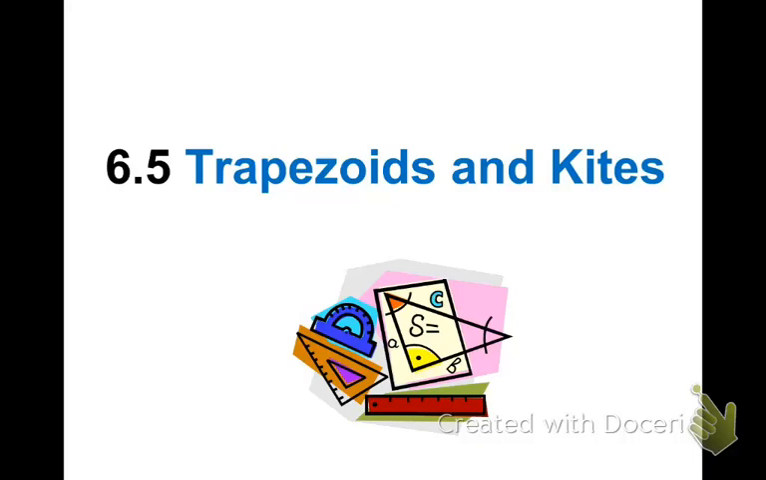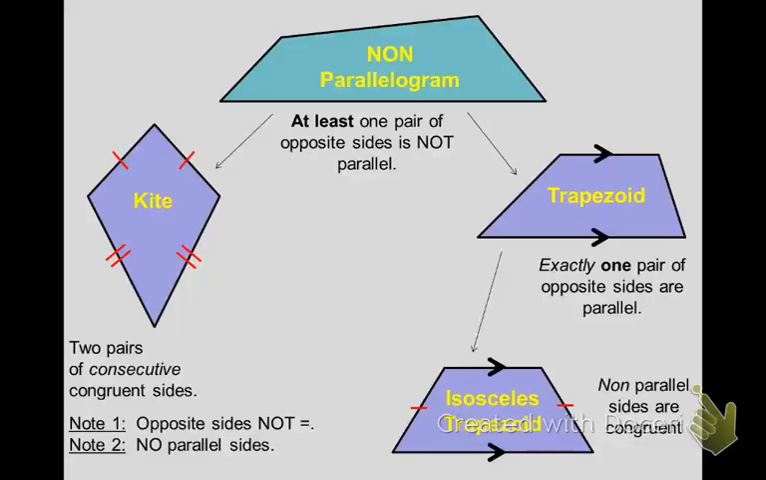Just to talk about the categorization of this, keep in mind that last week we looked at parallelograms, right? And we looked at 3 special types of parallelograms, which were the rhombuses, rectangles, and squares. What we're looking at this week are the special types of non-parallelograms, okay? So our big category right here is your non-parallelogram.